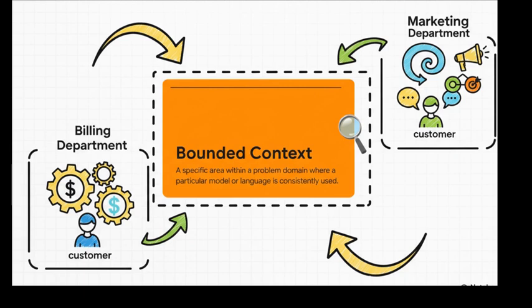Here's why it matters. The word customer to someone in the sales department means something totally different than customer to someone in the support department. A bounded context draws an explicit line in the sand around a part of your system and says, inside this boundary, the word customer means this one specific thing. It helps you divide and conquer complexity.